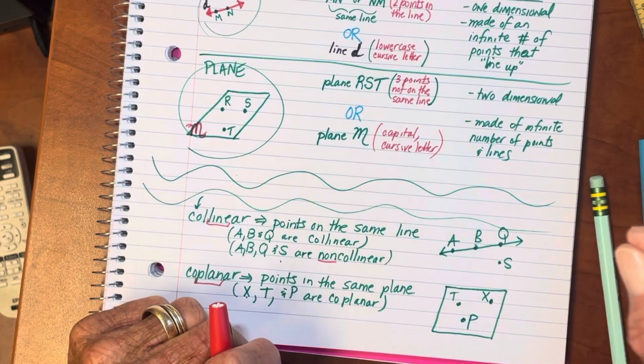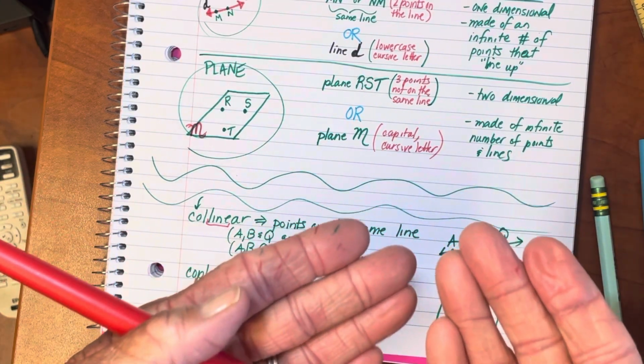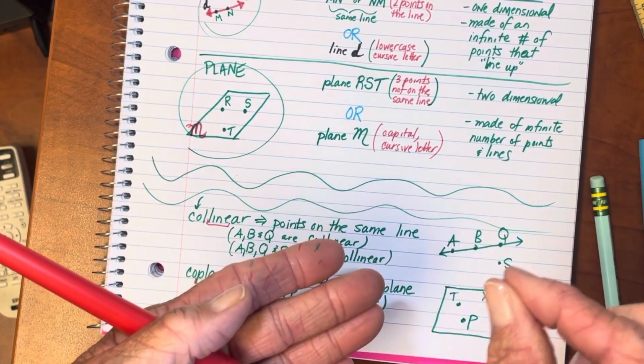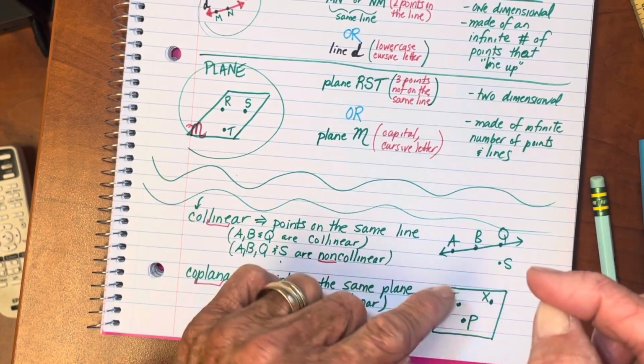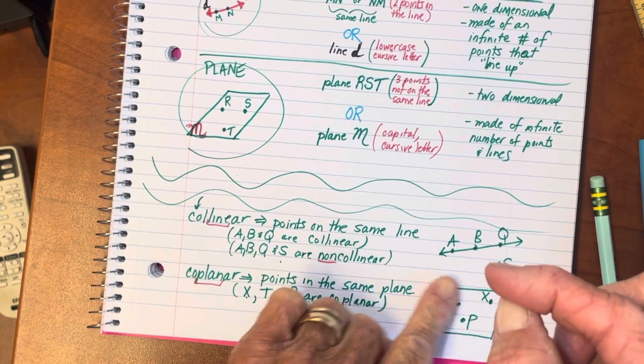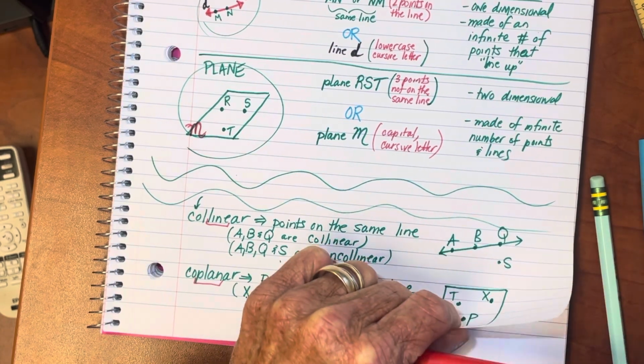If there were another point, so I know this is maybe hard to see, but I'm coming up off my paper. If this point is up here, this point, this little dot on the tip of my finger, is non-coplanar with those points. It's not lying down there in the same plane.